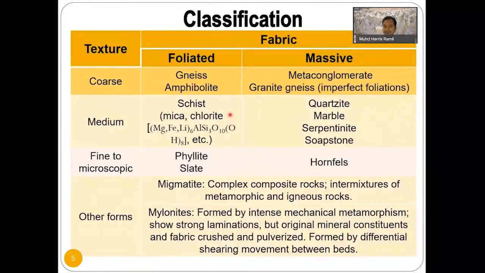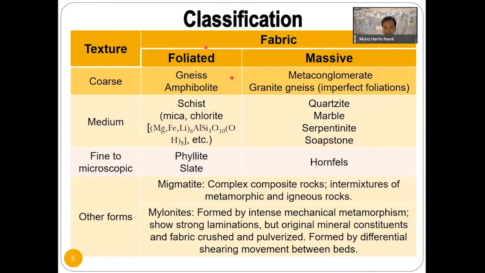So moving on, the classifications: you have the texture and you have the fabric. In the texture, you have coarse, medium, fine to microscopic, and others. Others is basically based on different materials that are already mixed up. In fabric, when you see a foliated metamorphic rock, this is an example. If you go right, then with massive metaconglomerates, then in medium you can see schist, mica, chlorite, and in massive you can see quartz, marble, serpentine, soapstones.